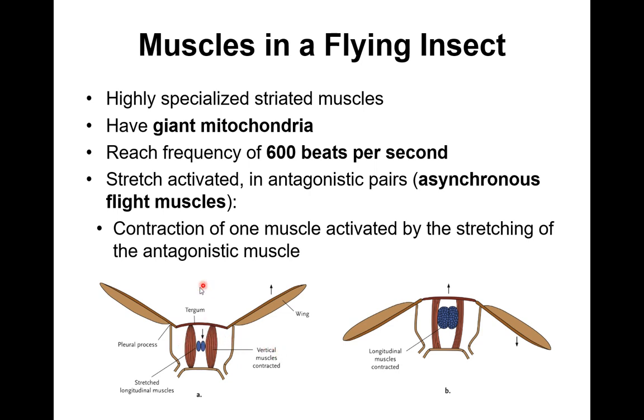So what you have is a single activation. You have two types of muscle: first of all, the vertical muscle here, and then the longitudinal muscle here. The activation of flying depends on the activation at the neuromuscular junction. You have one firing here, which then activates the vertical muscles that will start contracting. When they contract, they will push the wing up.